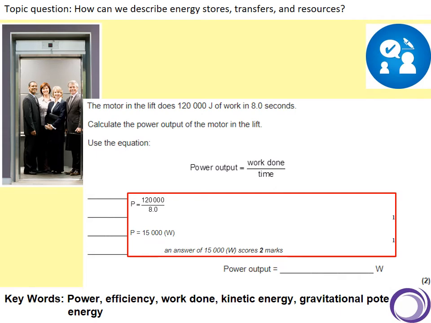Okay, so this is what we should have got. Your power would be the 120,000 divided by 8. Just remember, 120,000 joules is your energy transferred, which is the same as your work done. And then once you've calculated that, you've got 15,000 watts.